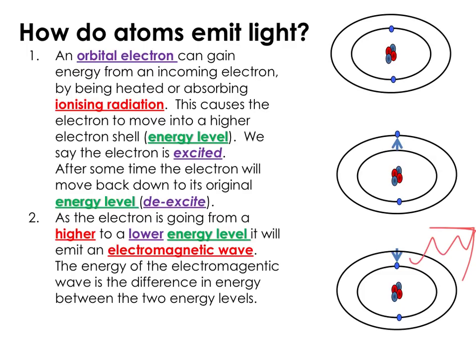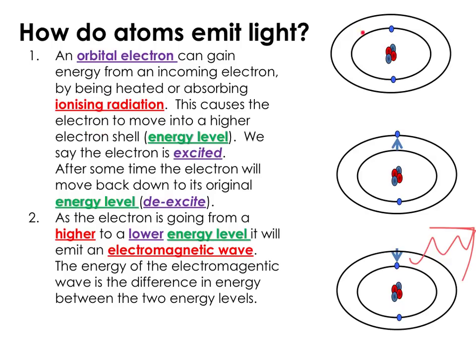Another part of the course that you need to know is how atoms emit light. What happens when an atom emits light is you've got these orbital electrons that orbit the nucleus in their electron shells or energy levels, and they can gain energy. They can gain energy from incoming electrons, being heated, or absorbing ionizing radiation. That could cause the atoms to become ionized, so it could lose the electron, or if the energy is not great enough, it can cause the atoms to become excited. And what that means is the electron will move to a higher energy level.